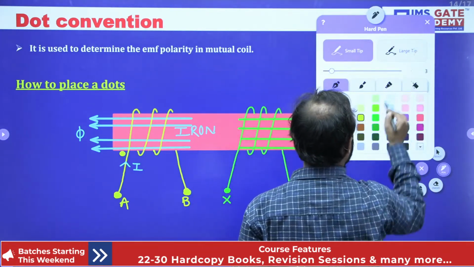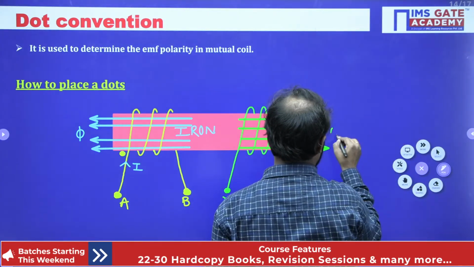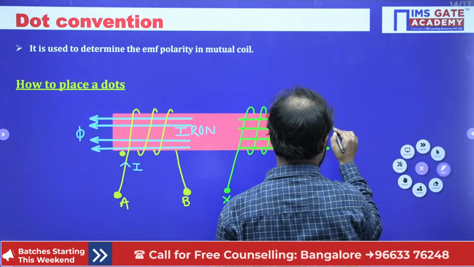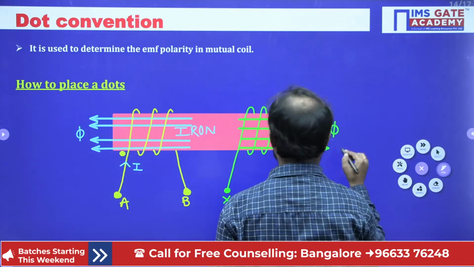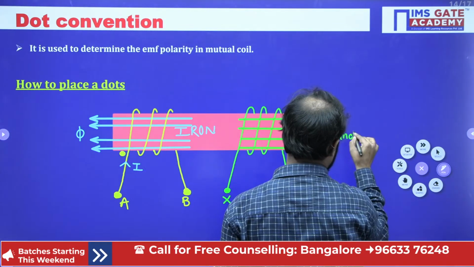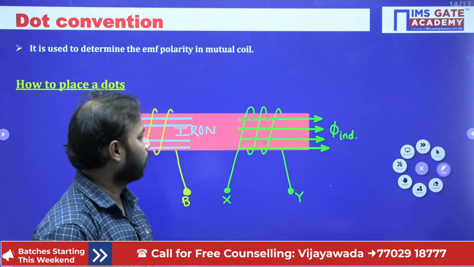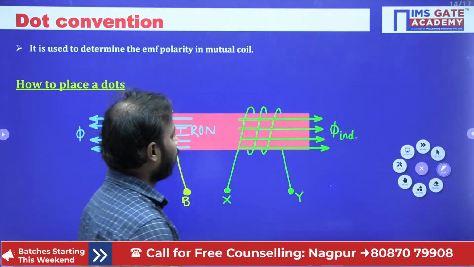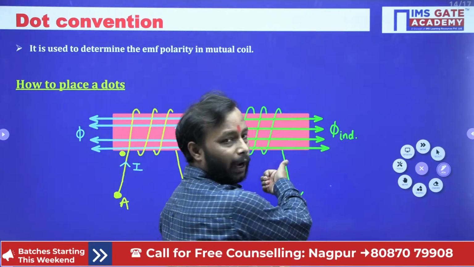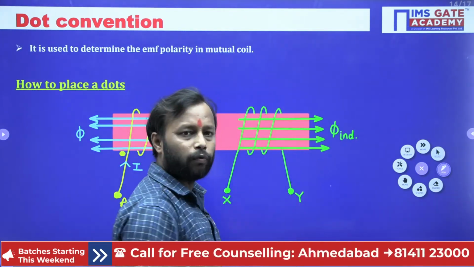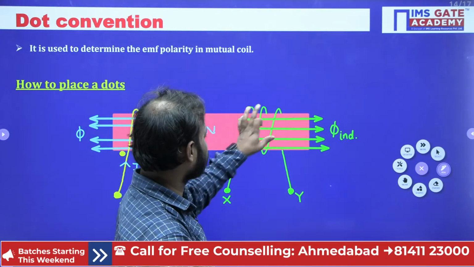Okay, so this is phi induced. Phi induced. Done. Now to make this phi induced in this direction, what will be the current direction in this coil?